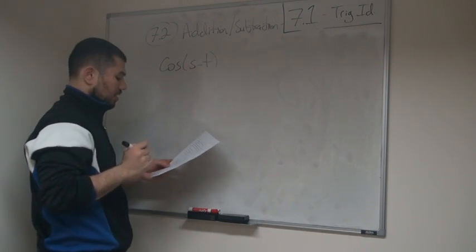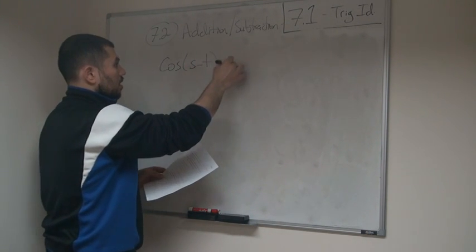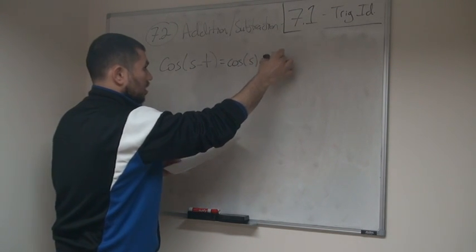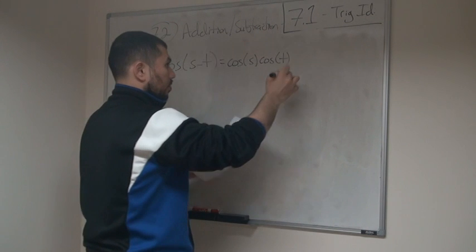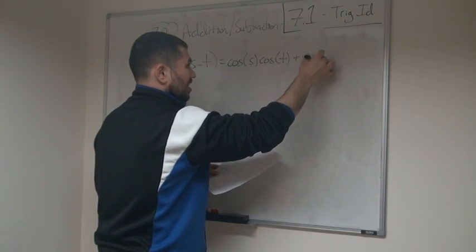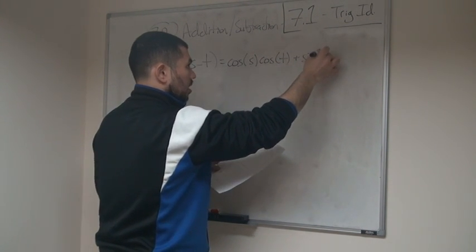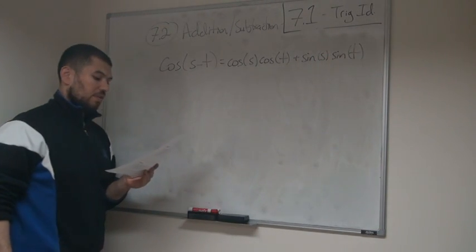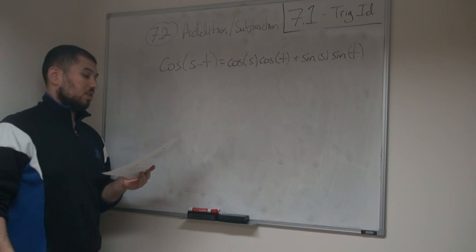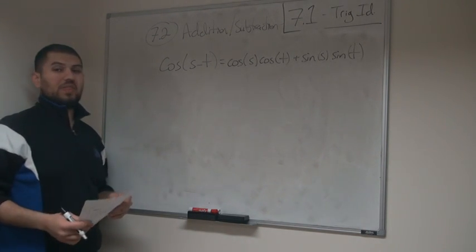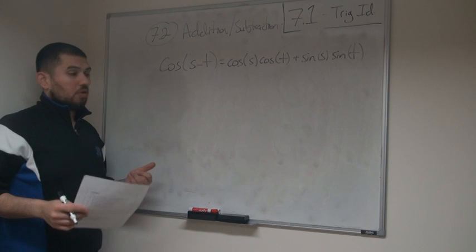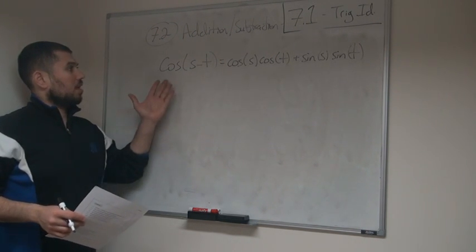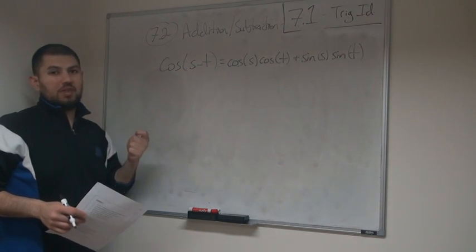Cosine of s minus t equals cosine of s times the cosine of t plus the sine of s times the sine of t. Again, the other three formulas for sine and cosine, addition and subtraction, are somewhat similar in what they tell us. The formulas are different, and you're not going to be forced to memorize these in my class, but what are they telling me? And why are they useful?